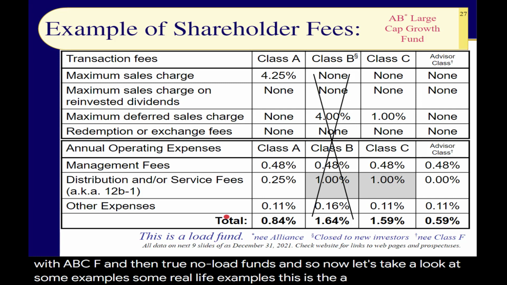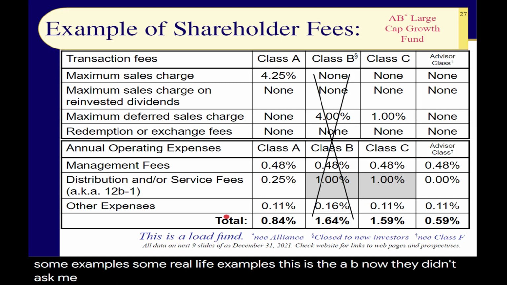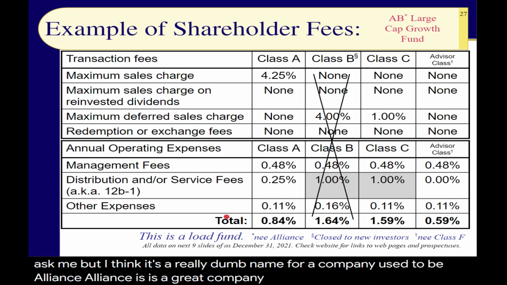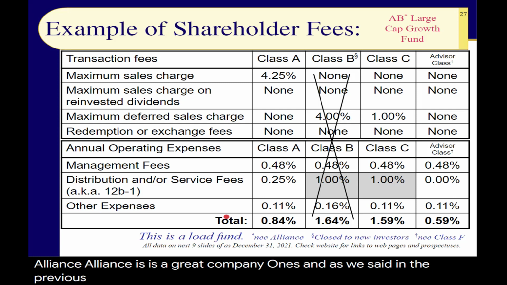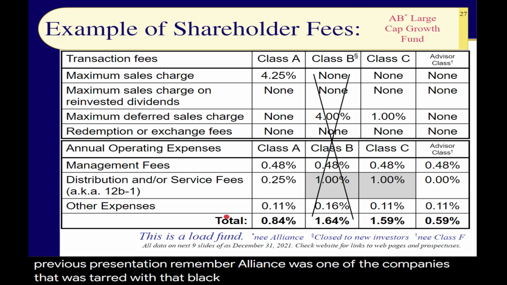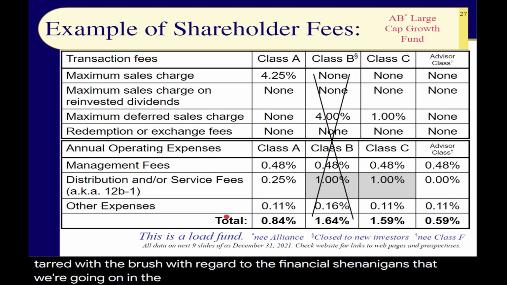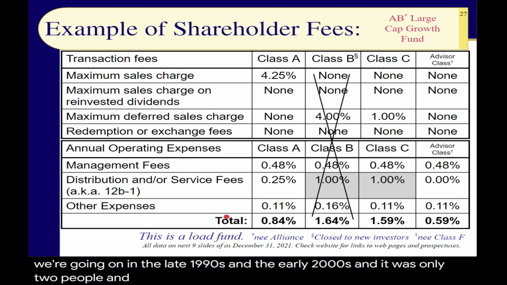This is the AB. Now, they didn't ask me, but I think it's a really dumb name for a company. It used to be Alliance. Alliance is a great company, folks. Don't get me wrong. They've got some awesome mutual funds. And as we said in the previous presentation, remember, Alliance was one of the companies that was tarred with that black brush, with regard to the financial shenanigans that were going on in the late 1990s and the early 2000s. And it was only two people. Only two people in the company were doing it. But it almost destroyed the company.